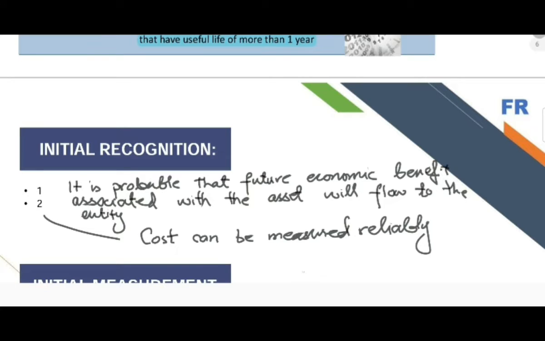First, it is probable. Probable means the chances of occurrence is more than 50%, then it is said to be probable. It is probable that future economic benefit associated with the asset will flow to the entity. And the cost of the asset can be measured reliably.